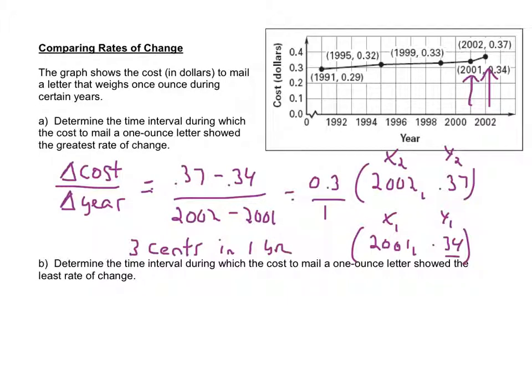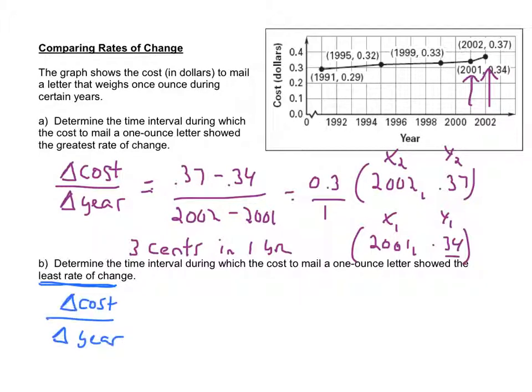Now it says determine for B, determine the time interval in which the cost showed the least rate of change. Well, the least rate of change is going to be where the flattest part of the line is. So we need to look on the line and see where is the flattest part of the line. It's not there. It looks like it's going to be from here. That's the flattest part to me. So let's look at each point, and we'll find the rate of change.